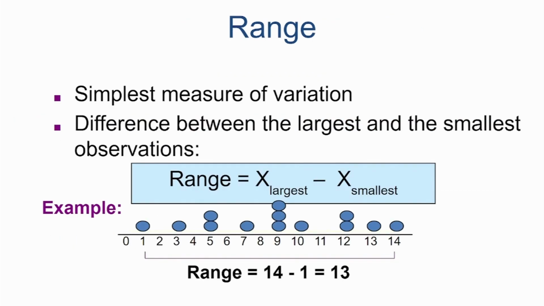Okay, the range is very simple: the maximum minus minimum, that is it. In this case, 14 minus 1 is the range. Now, it does not include the mode and everything, it just includes the extremities. So, that is one way to tell us the variation: the central tendency is this, the range is this.